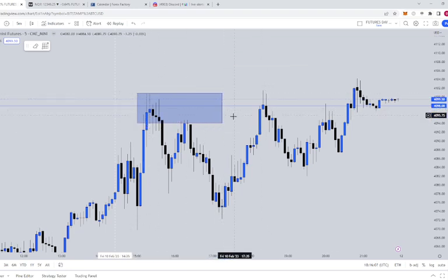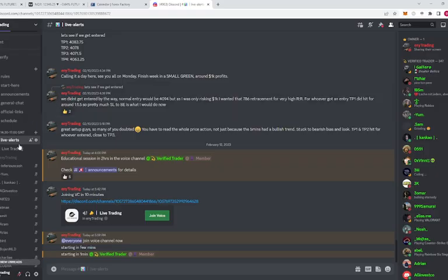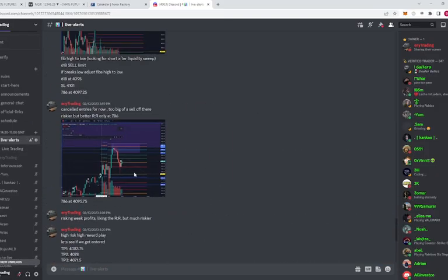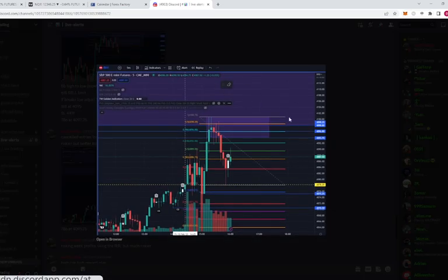And look what happens here, guys. We fail. We retest exactly this order block. If you come here, look, on live alerts, this is the play that we had. We called this out. The only thing is, because I was only risking 1,000 since I wasn't up a lot for the week, I was looking for the 786. So this was just inside that order block.